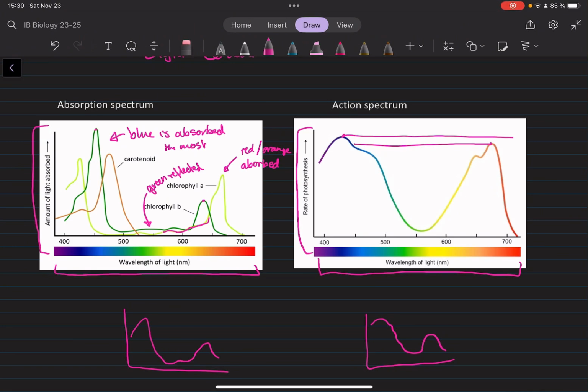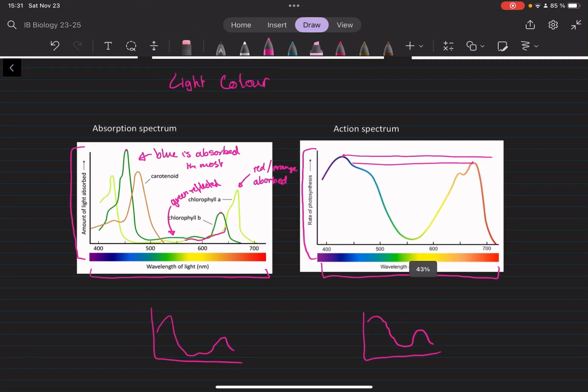So in an experiment, if you changed the color of light, and you used blue light, you would have a higher rate of photosynthesis. If you used red light, it would be slightly lower than blue light, but still pretty high. And if you used green light, there would be little to no photosynthesis because green light is absorbed less than the other lights. So I think that's pretty cool.